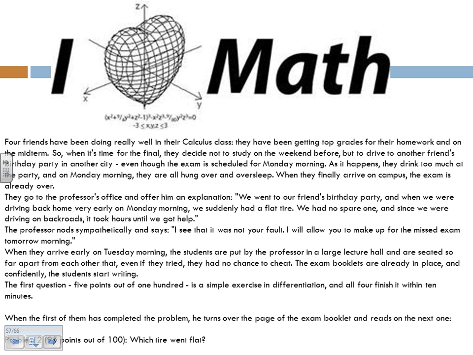When they arrive early on Tuesday morning, the students are put by the professor in a large lecture hall and are all seated far apart from each other. Other than that, even if they tried, they had no chance to cheat. The exam booklets are already in place, and confidently the students start writing. The first question, 5 points out of 100, is a simple exercise in differentiation, and all four finish within 10 minutes. When the first of them has completed the problem, he turns over the page in the exam booklet and reads the next one. Problem 2, 95 points out of 100: Which tire went flat?